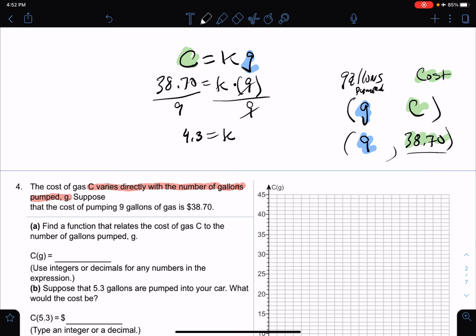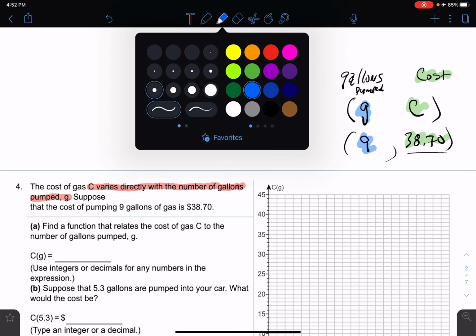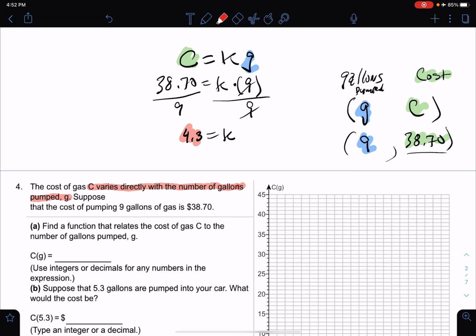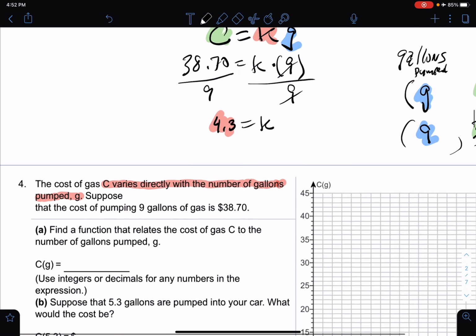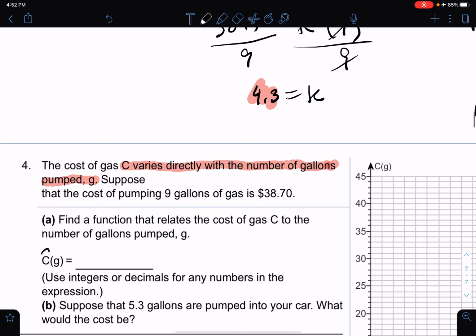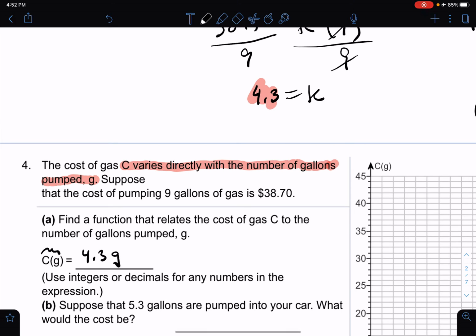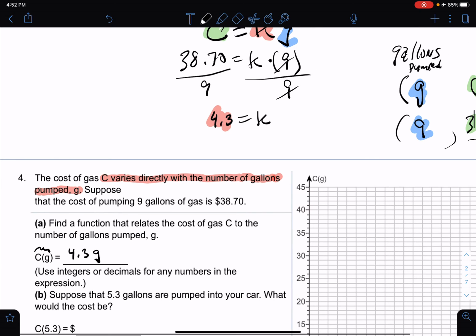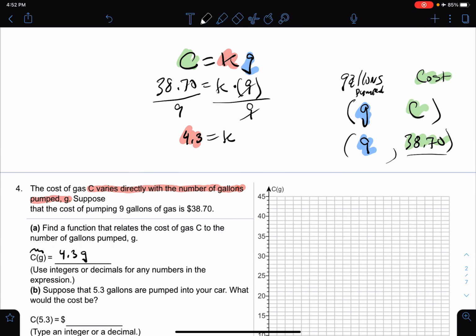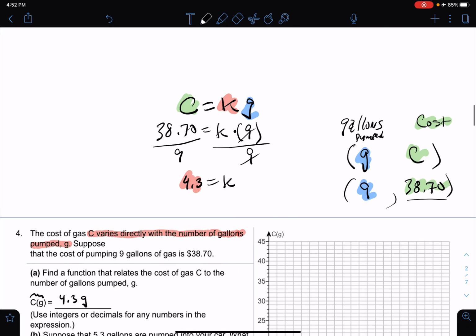Okay, and once again, with that, we now know the function for this situation by replacing that K with 4.3. So now, if we write this in function notation, it says C of G equals K, 4.3, times G, the number of gallons pumped. Basically, this is costing us $4.30 per gallon pumped. Seems a bit high, doesn't it? I don't know the time period that those numbers were calculated.